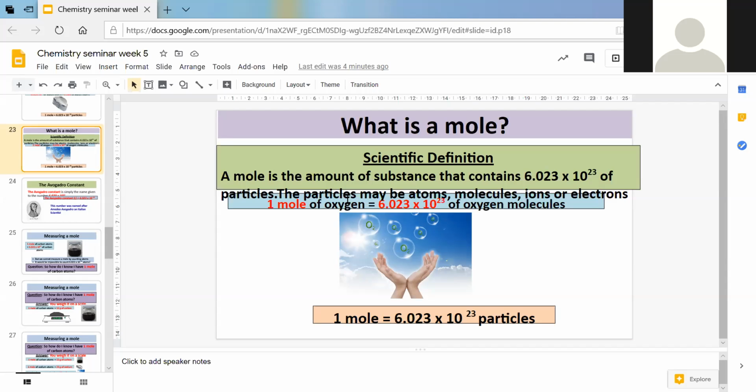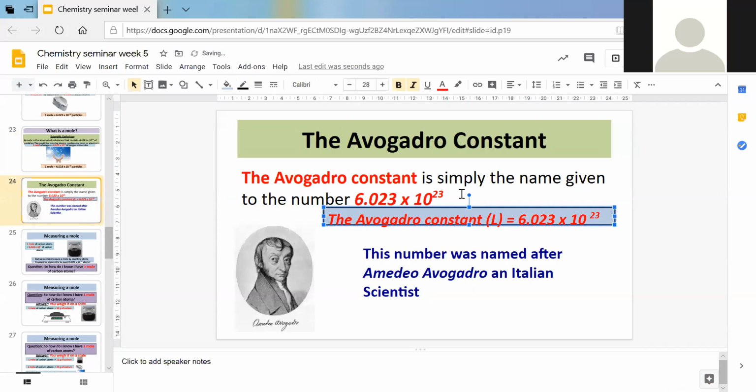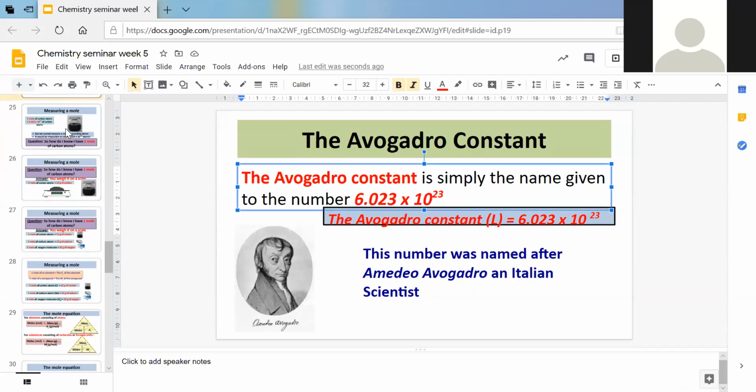And this number came from a guy called Avogadro. I used to call him Avogadro, like avocado, for years until someone corrected me. I don't know why. I thought it was Avogadro's number. But yeah, it was named after this guy, and he's not the prettiest man I've ever seen.